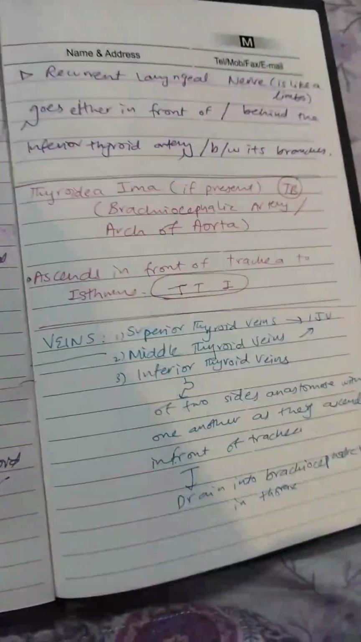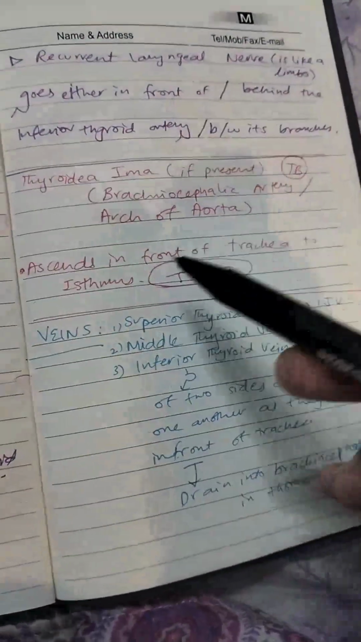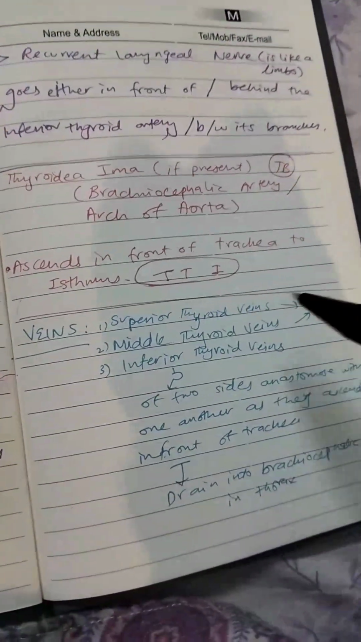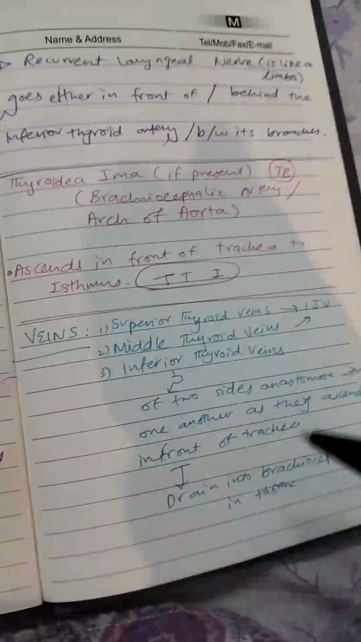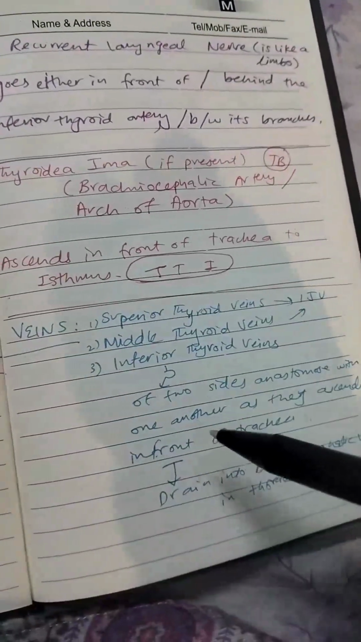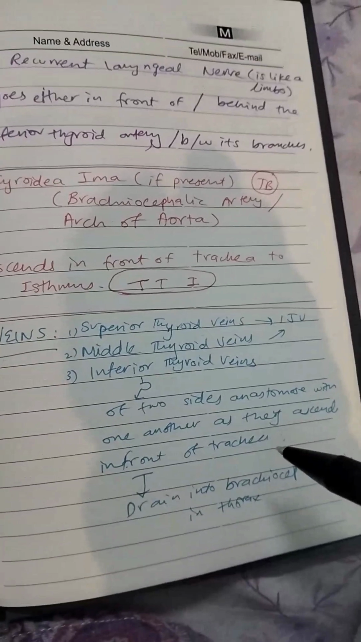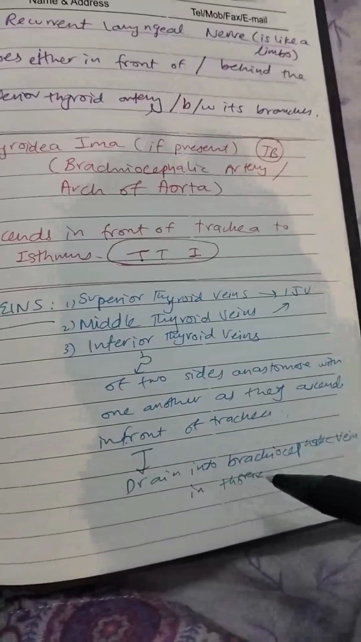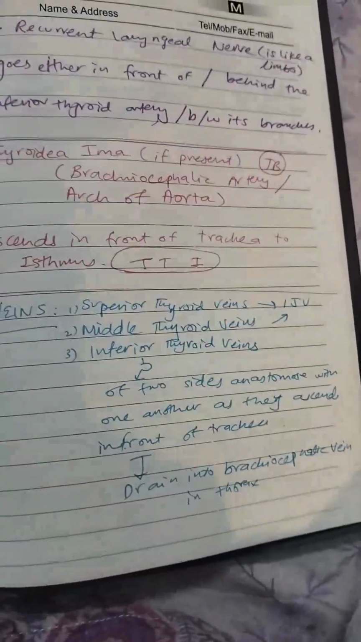So now let's talk about the veins. So we have a superior thyroid vein and a middle thyroid vein, which are going to drain into the internal jugular vein. And we're going to have the inferior thyroid vein as well. Inferior thyroid veins of the two sides are going to anastomose with one another, and they are going to ascend in front of the trachea and drain into the brachiocephalic vein in the thorax.